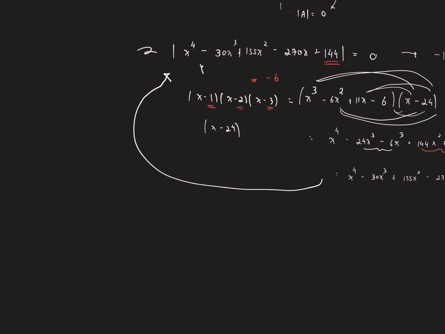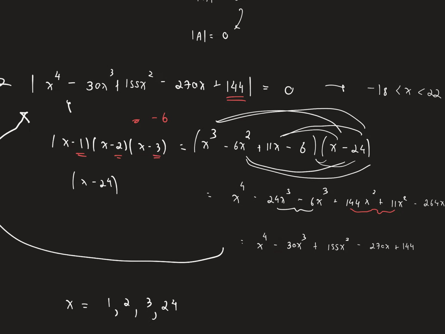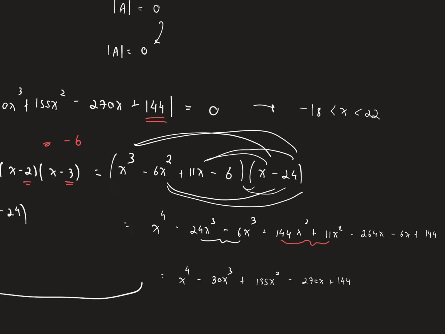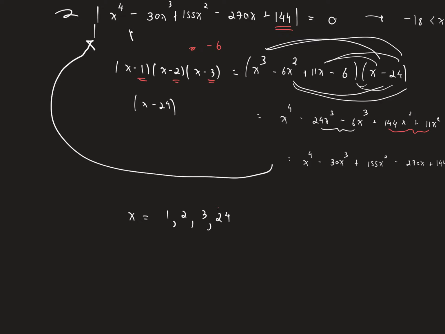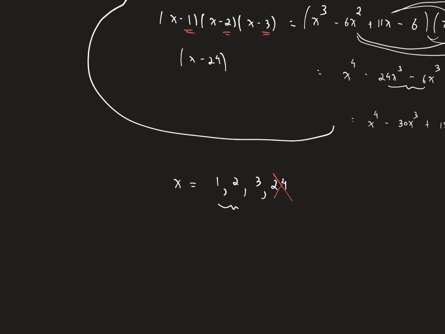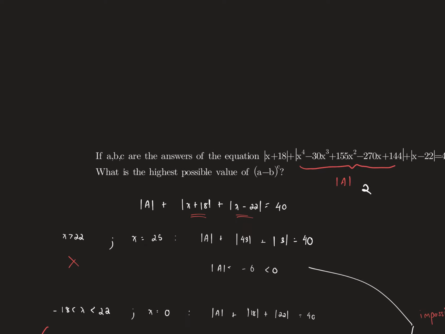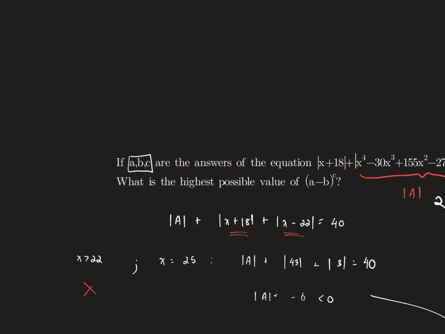So the value of x which gives the equation equal to 0 is when x equals 1, 2, 3, or 24. But in this case, you need to be aware that x must be between negative 18 and 22. So the value that we can't use is 24. So in this case, x has 3 values, which are 1, 2, and 3. And in this case, A and B and C are the answers of this equation.